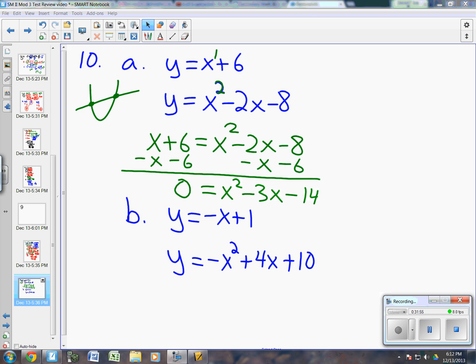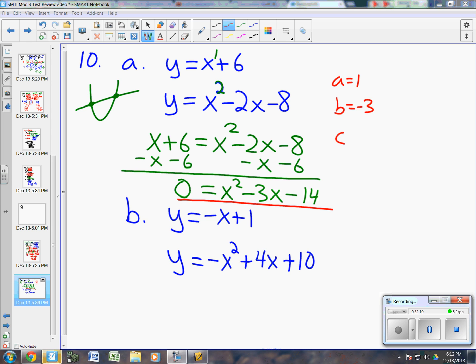You'll notice that that's just like all the other equations that we've been solving. So we're going to use the quadratic formula for this one. And here we have 0 equals x squared minus 3x minus 14. We know that a equals 1, b equals negative 3, c equals negative 14.